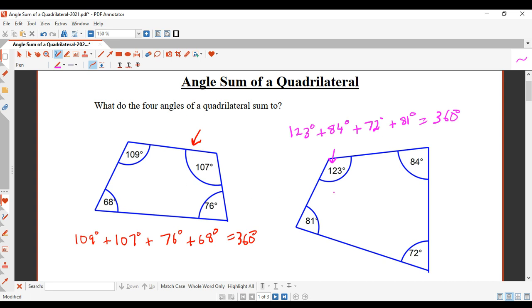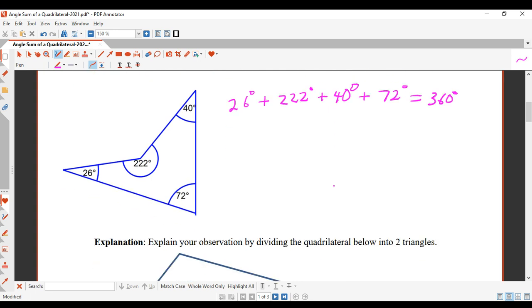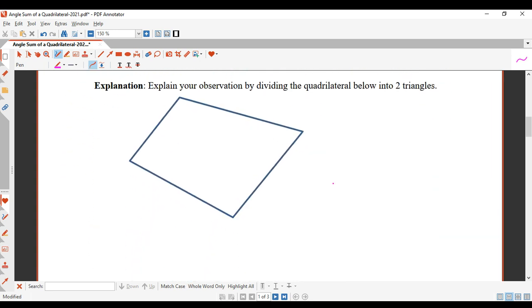Okay, so those three shapes we just added the angles for are called quadrilaterals because they have four sides. Each one of these shapes has four sides and four angles, and the four angles add up to 360 degrees. Now, can we explain why this happens? Well, we can, because we can divide any four-sided shape into two triangles. So what I'm going to do is grab my line tool over here, and I'm going to cut this into two triangles.